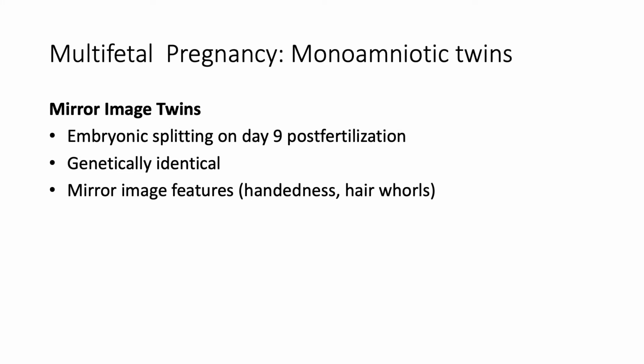One subset of monoamniotic twins are mirror image twins that result from embryonic splitting that occurs on day 9 post-fertilization. These twins are genetically identical but have mirror image features such as handedness and hair whorls.